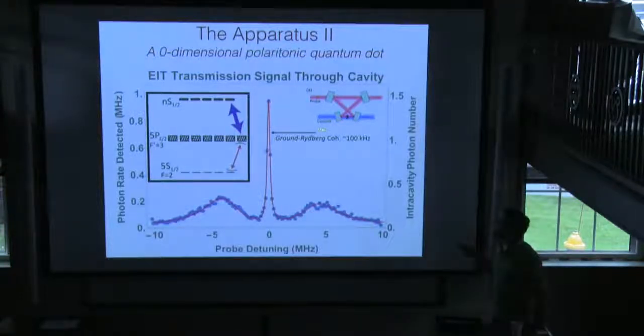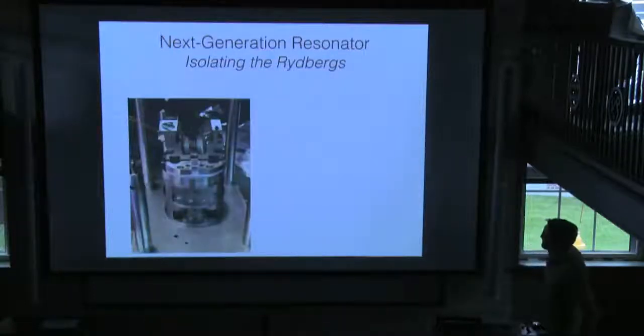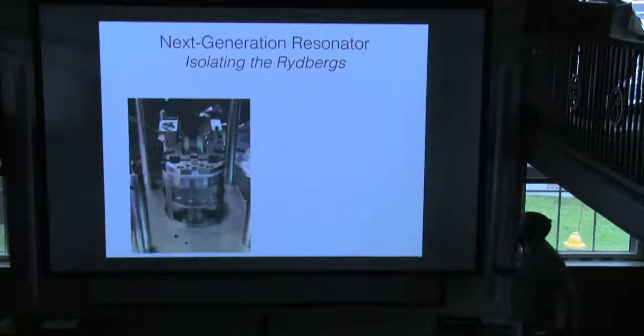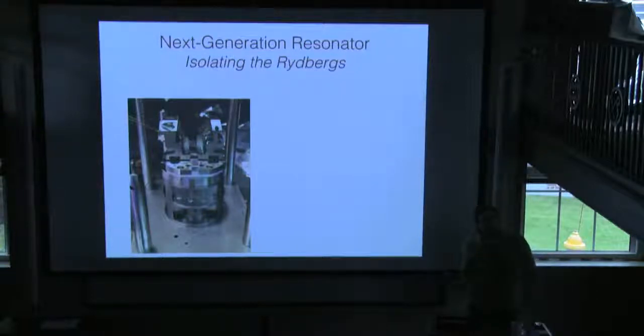So we typically get a ground Rydberg coherence. Now we're down to about 50 kilohertz. Remember the interaction energy scale between these Rydbergs is about 10 megahertz on the length scales that we're talking about. And so this is kind of the latest and greatest cavity here. It turns out you need to keep the mirrors very far from the Rydbergs because Rydbergs hate everything.